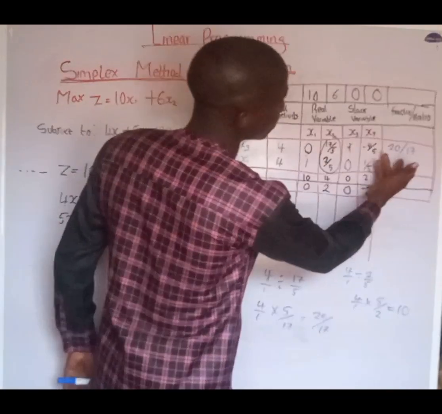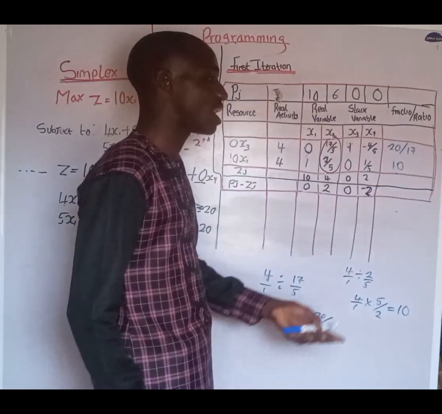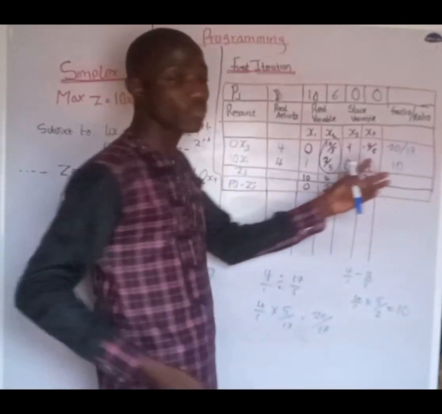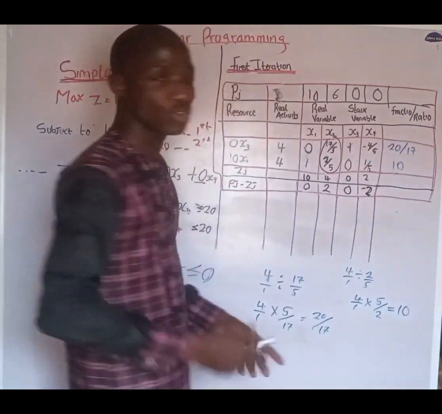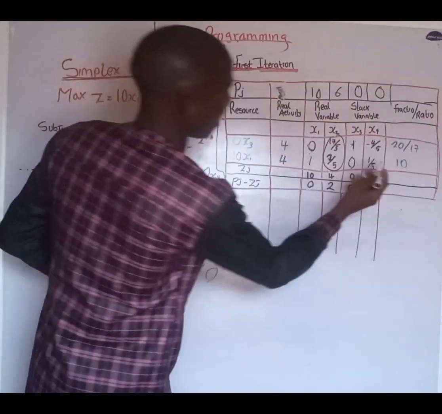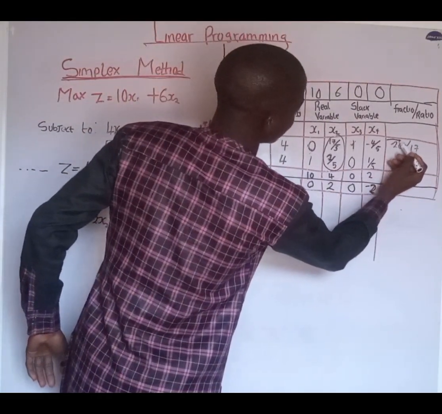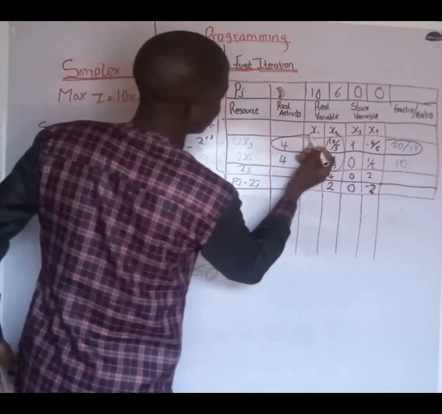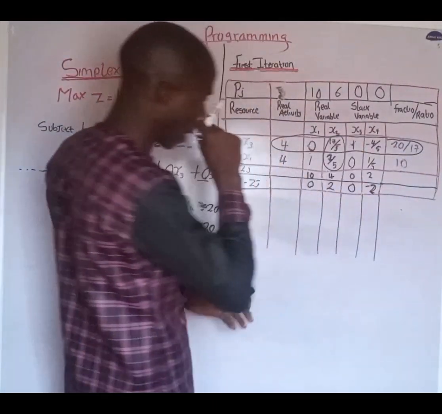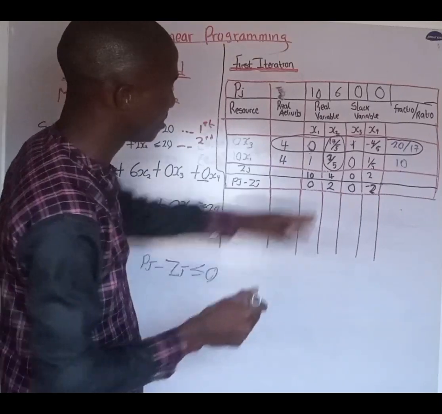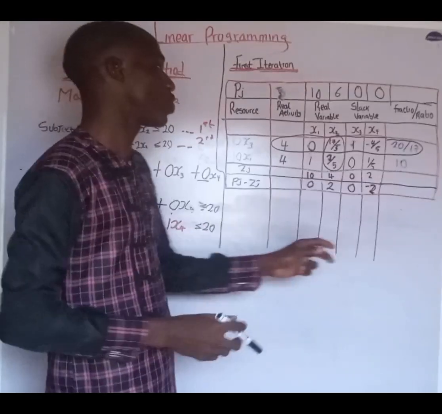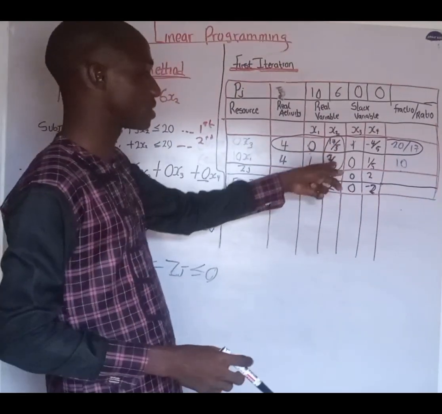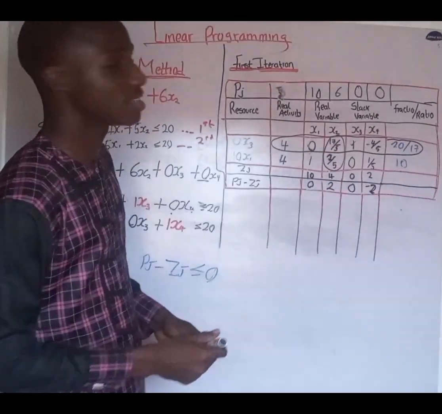Now, if you look at this, 20/17 is less than 10, and they are both positive. So the row whereby 20/17 falls to, that will be my key row, and that's what I'm going to be circling. I will have to circle from this place. So this is my key column and this is my key row. So the element that intersects both key row and key column, this element is 17/5. So my key element is now 17/5.